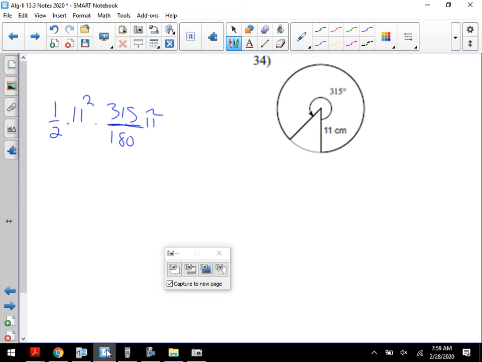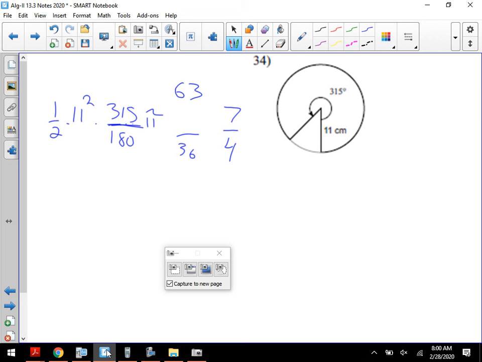So we start simplifying stuff out. 315 over 180. If you have to go this route, start going by 5s if you want. If you go 5s, that's 63, and then down here would be 36. Now look at it, it's easier to go. Those are both divisible by 9. So this would be 7/4.